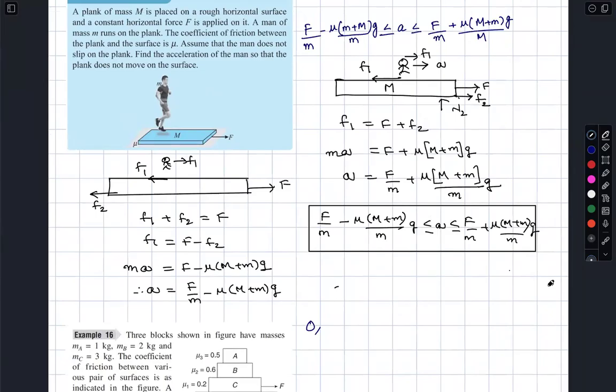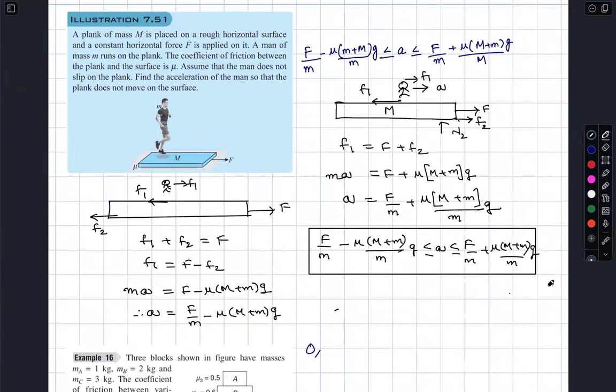See, friction changes its direction. So long as it is static, it can change its direction, self-adjustable. Now, do you have any doubt in this?